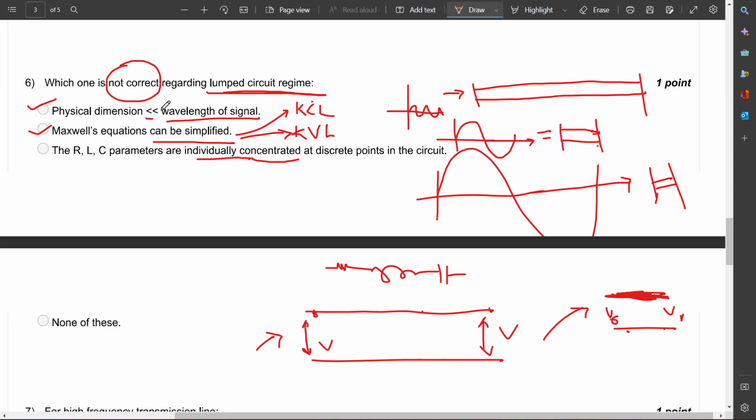Okay, let's go to the third option. The third option also says that the RLC parameters are individually concentrated at discrete points in the circuit. Someone is saying something. Okay, let's ignore that noise. I have told you this already, right?